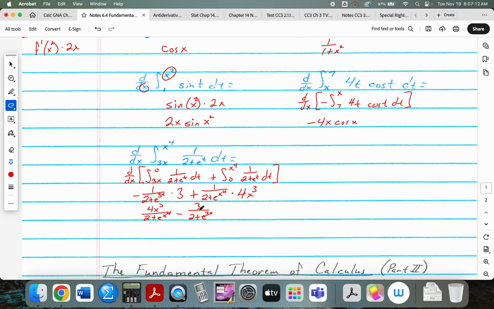You don't actually have to take the time to split this at some arbitrary constant. Because notice, if we ignored the 3x and just did it with the x to the 4th, we would have this part. And if we ignored the x to the 4th and pretended it was a constant and had the 3x in the lower limit, we would have this part. So you're welcome not to have to write all those little steps out. You can go straight to the answer on that.